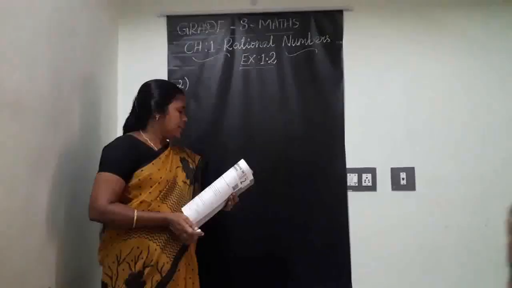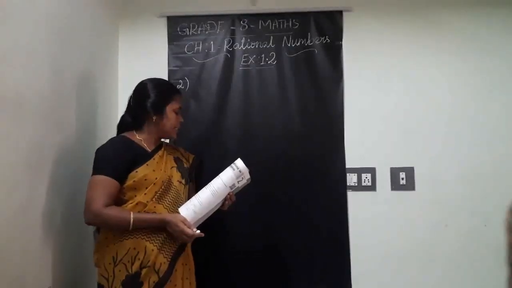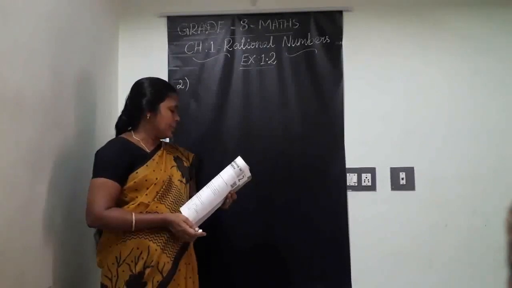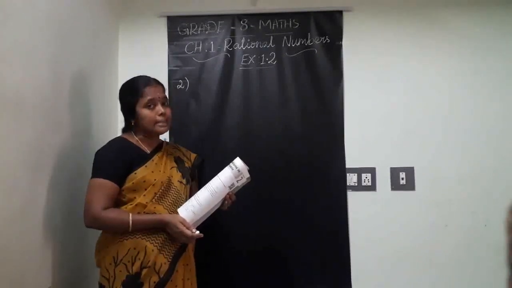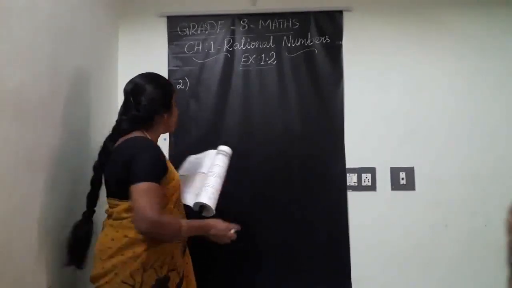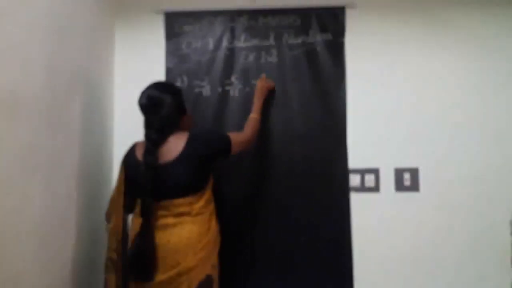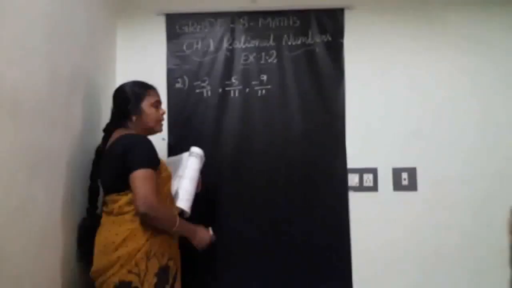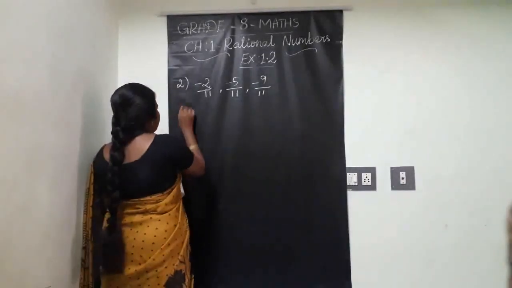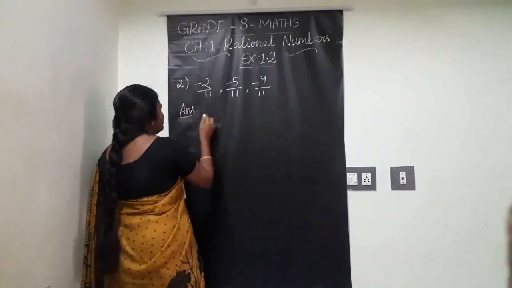Clear? See the next question in this. Represent minus 2 by 11, minus 5 by 11 and minus 9 by 11 on the number line. This question is also representation of rational numbers on the number line only. Clear? What numbers are given here? Minus 2 by 11, minus 5 by 11, minus 9 by 11. These three numbers we have to represent on the number line. See, how do you represent?